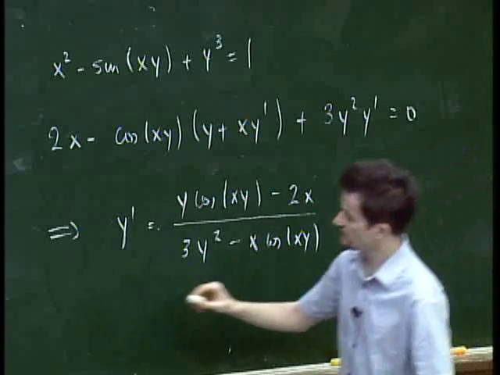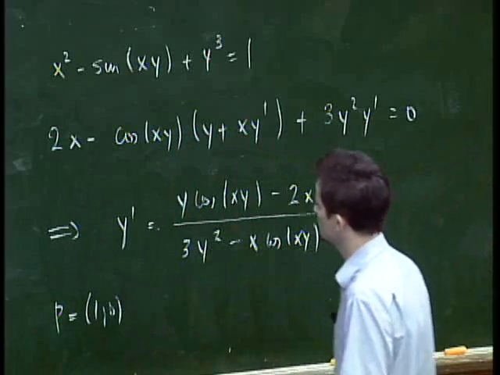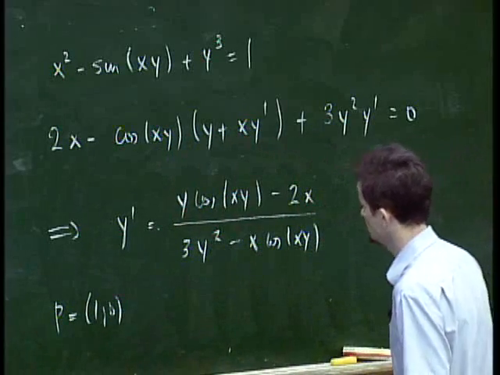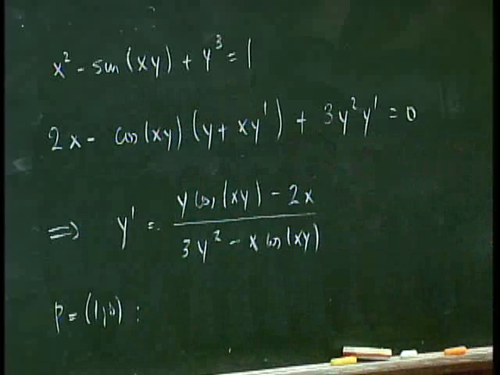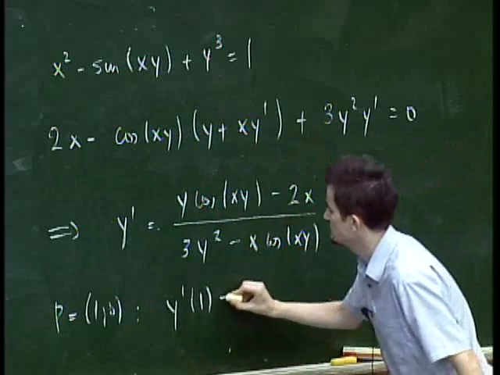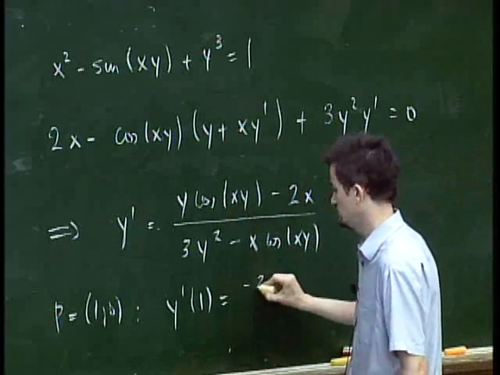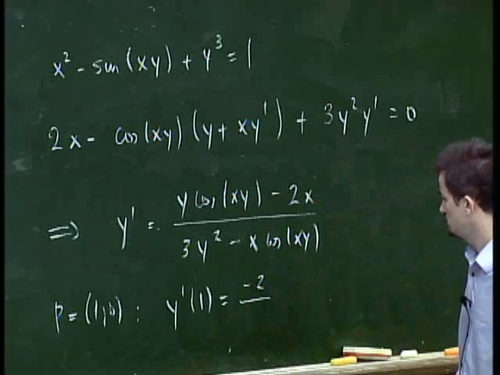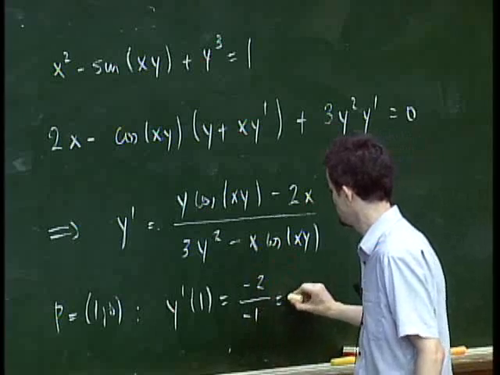Now, again, if we look at the point, this point should lie on this curve here. So you see that the derivative at 1 is equal to, so you plug this in here, so this is 0, this is minus 2 here, over, this is 0, this is 1 here, so this is minus 1, so it's equal to 2.